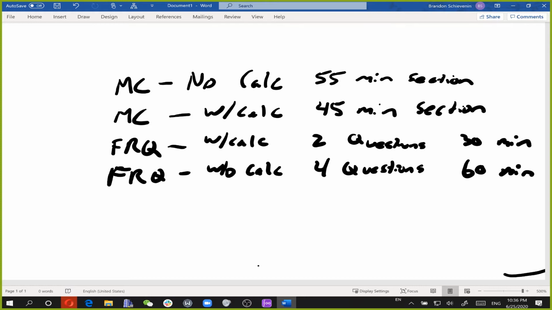All of calculus BC boils down to limits, derivatives, or integrals, or sequence and series, which is really just more integrals. But it's going to test one of those three things: limits, derivatives, or integrals.